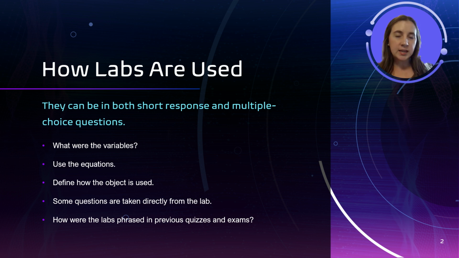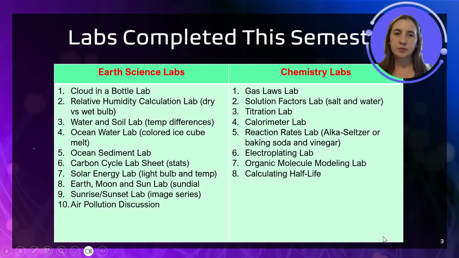Some questions are taken directly from the lab, so look back through the questions following the data tables and get a feel then for how those questions could be worded on the test. And the best way to do that is to look at previous tests or old quizzes, go back through those and get a feel for how those lab questions are put into an exam format, especially on the Part 2 portions of these exams.